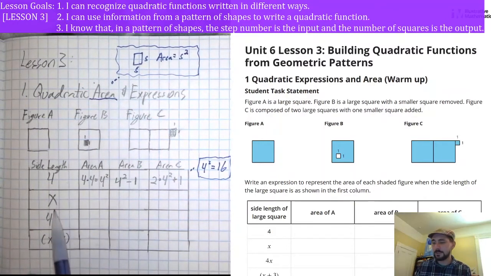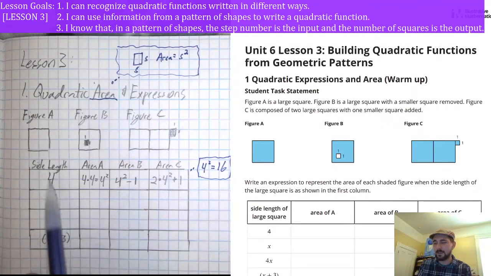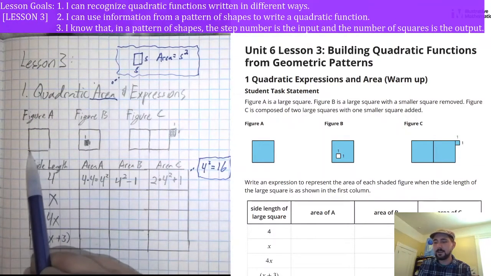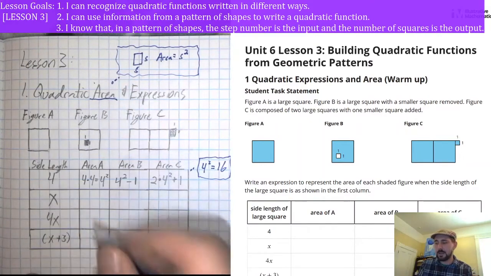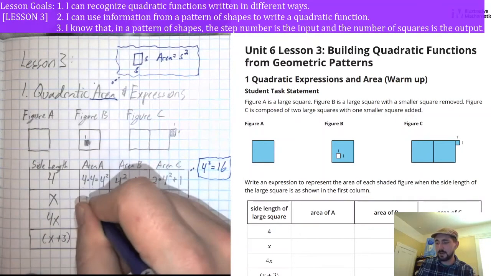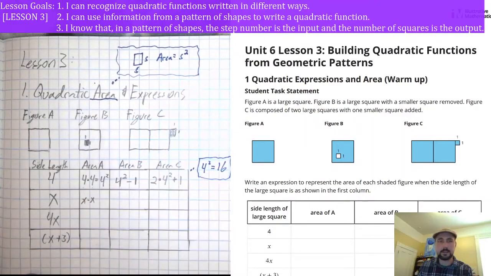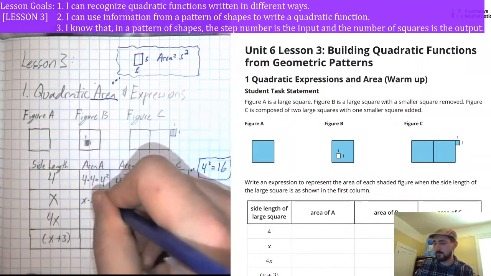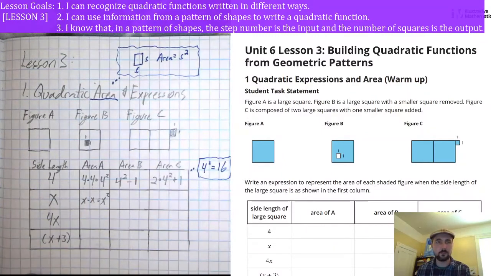Okay, so what if it's x? What if the side length is x, not the number 4? Well, notice it's basically the same setup, right? The side length is still side times side, but now, instead of 4 times 4, we would just write x times x, which is x squared.